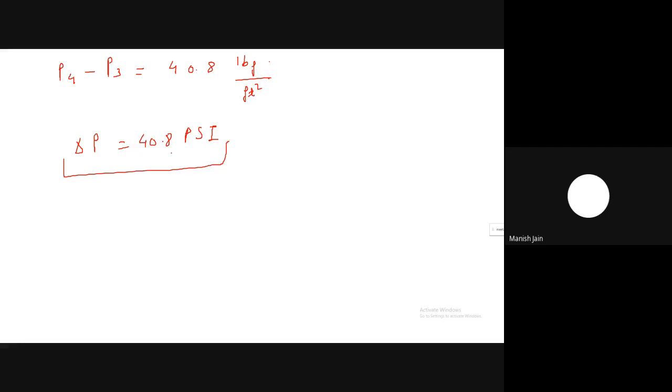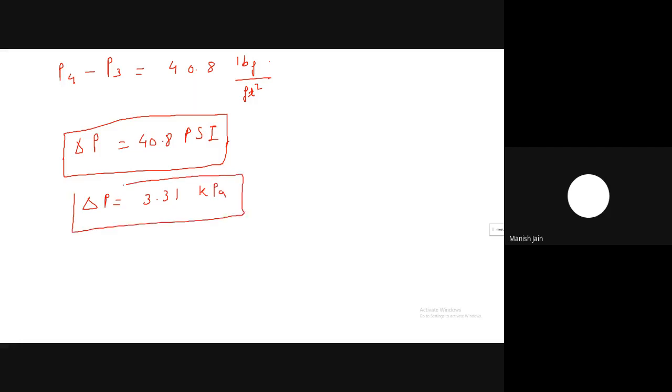So 40.8 psi. So this is the English unit of the pressure. Okay, you can convert it into Pascal, kilopascal. If you convert it into kilopascal, you have to divide by 14.6. It will become around 3.31 kilopascal, if you use the MKS unit. So this is how you have to solve the problem.